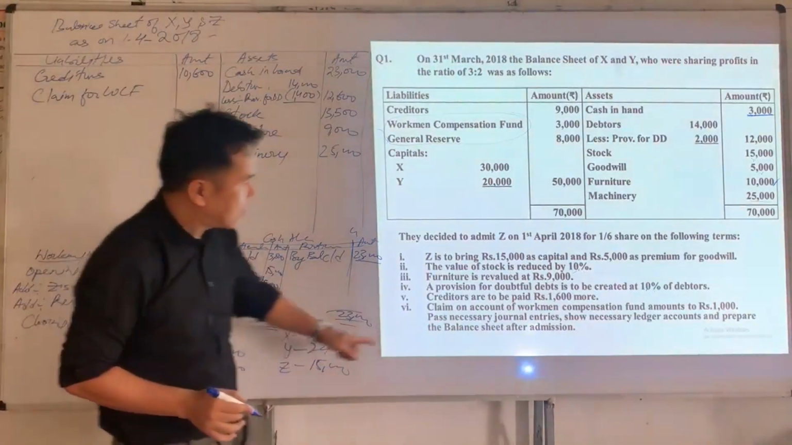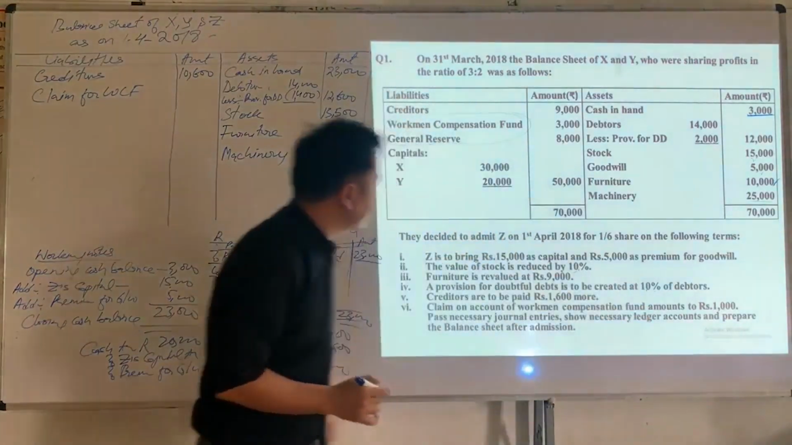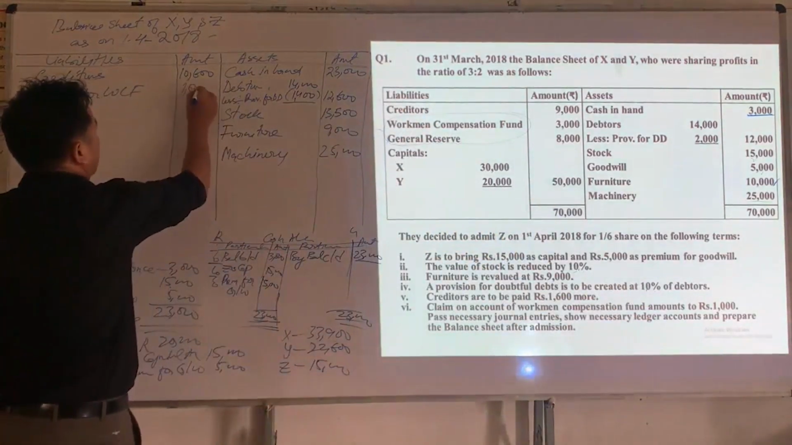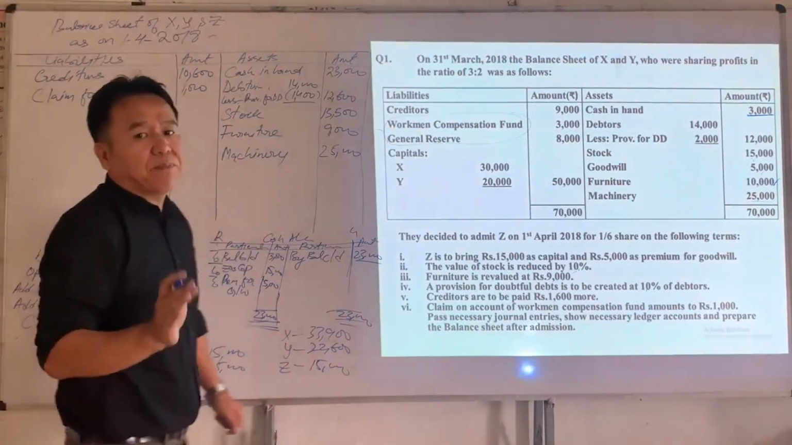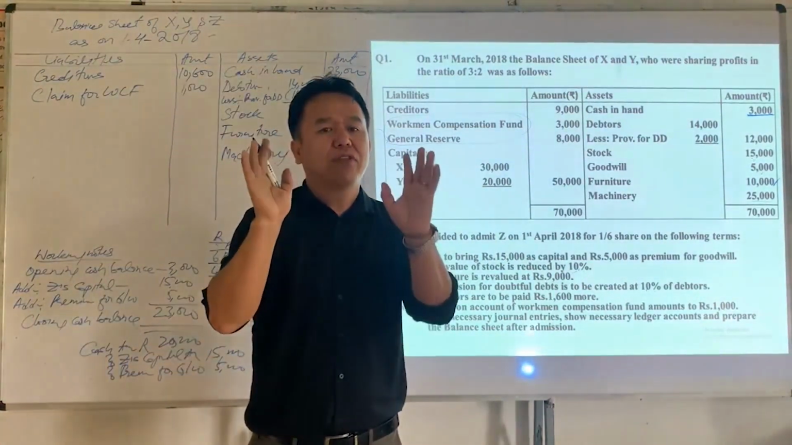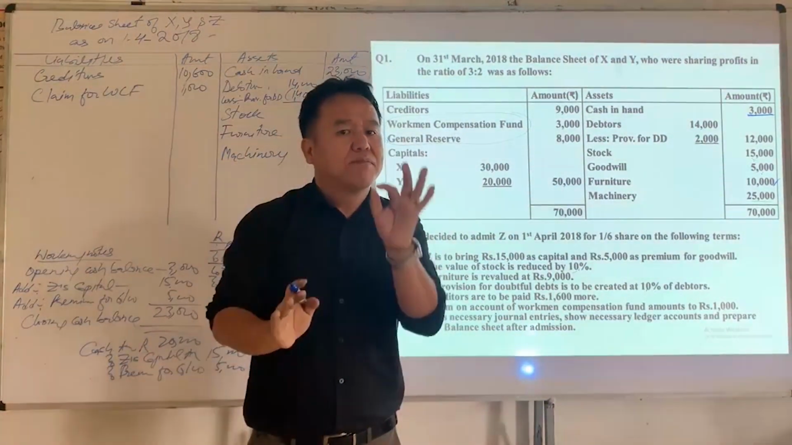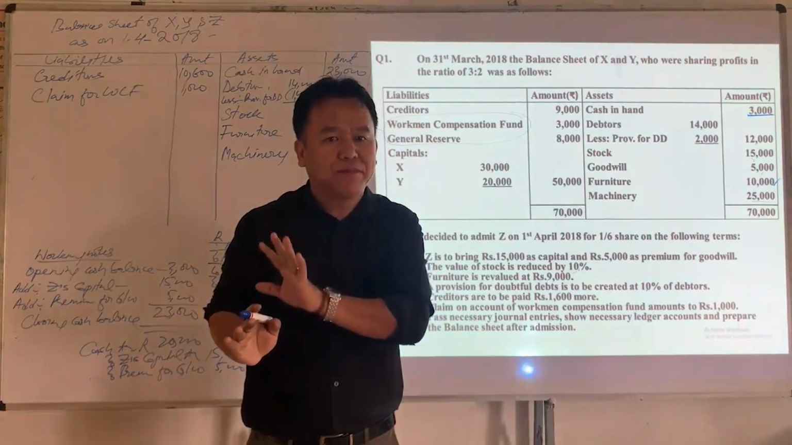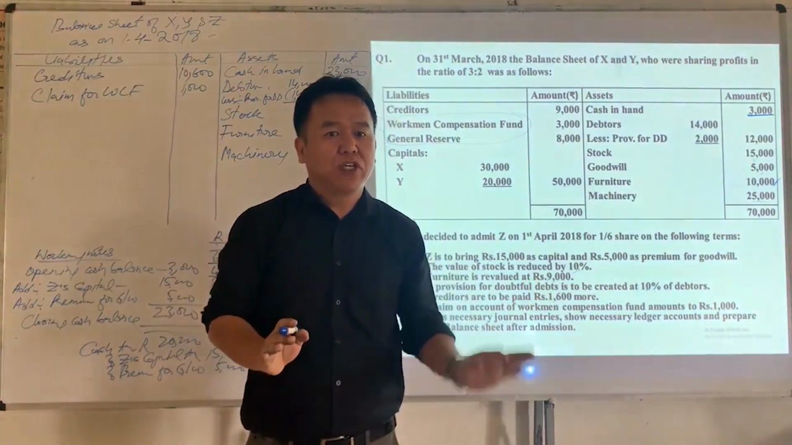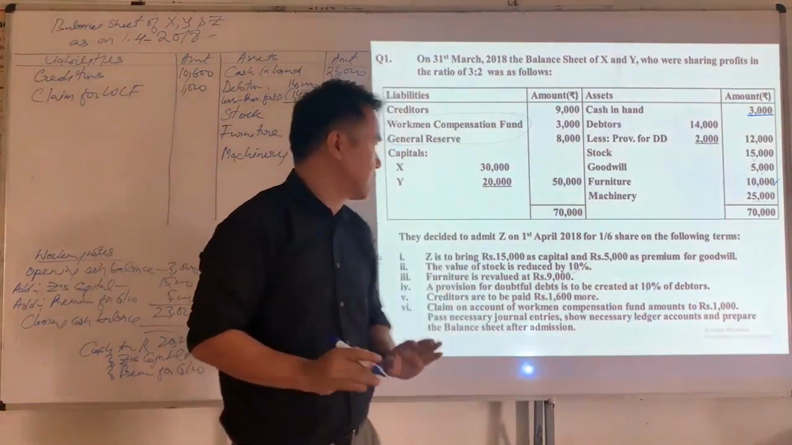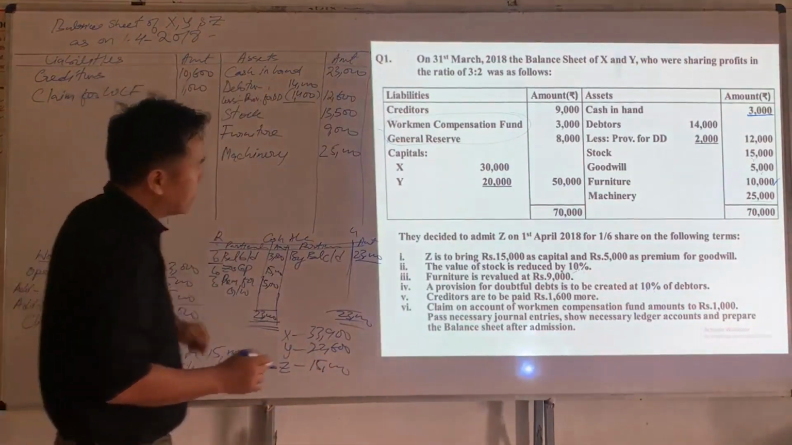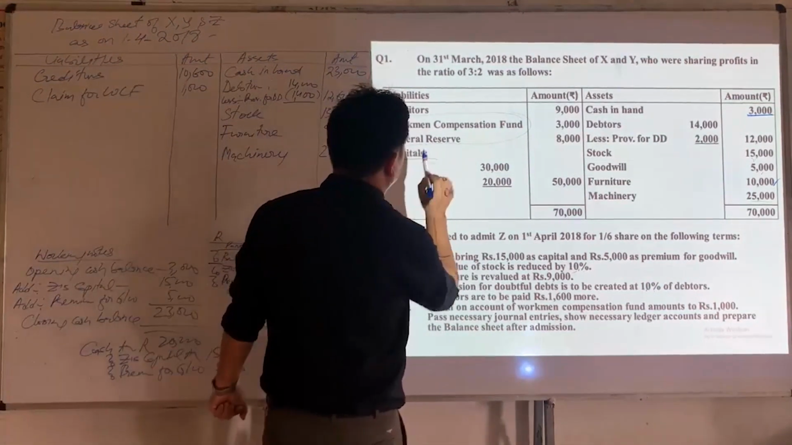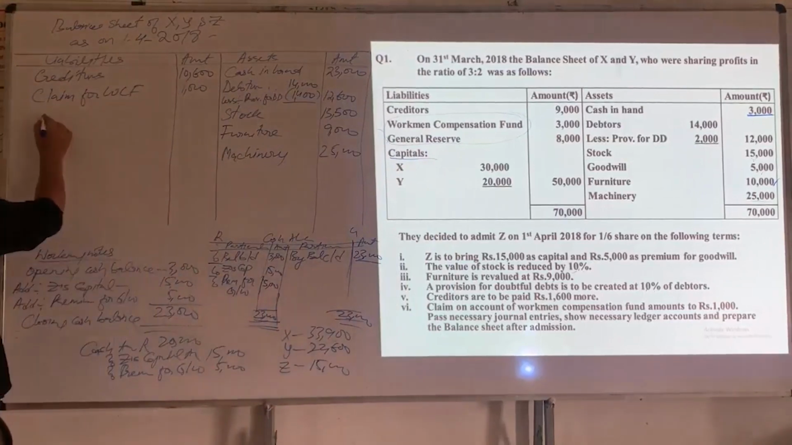What is the claim for Walker compensation fund? 1,000. Rupees 1,000 is still payable to Walker, even though the firm has admitted the same, but the amount is yet to be paid by the firm. To whom? Walker. So it should be shown on the liability side of the new balance sheet.